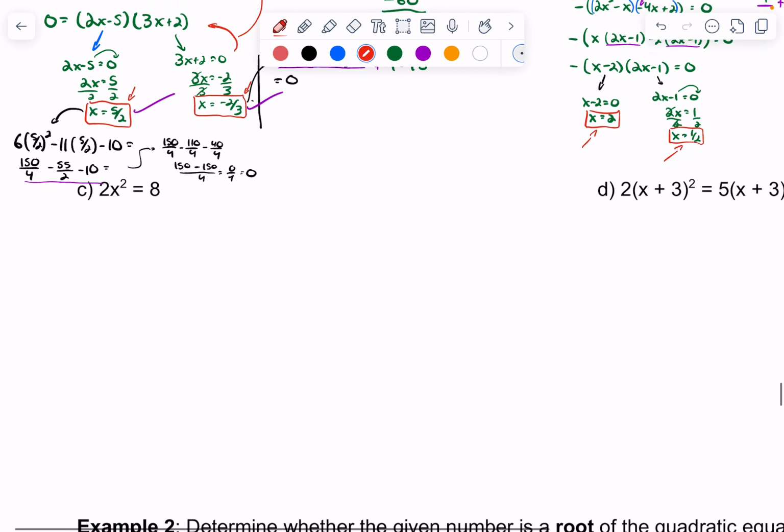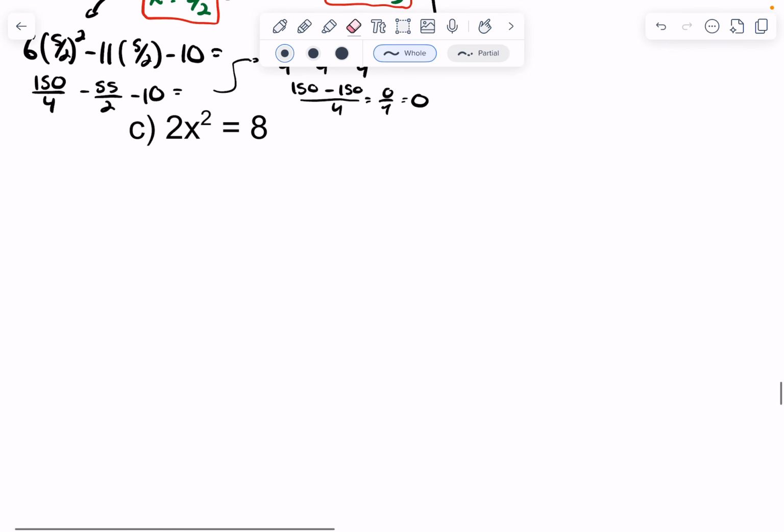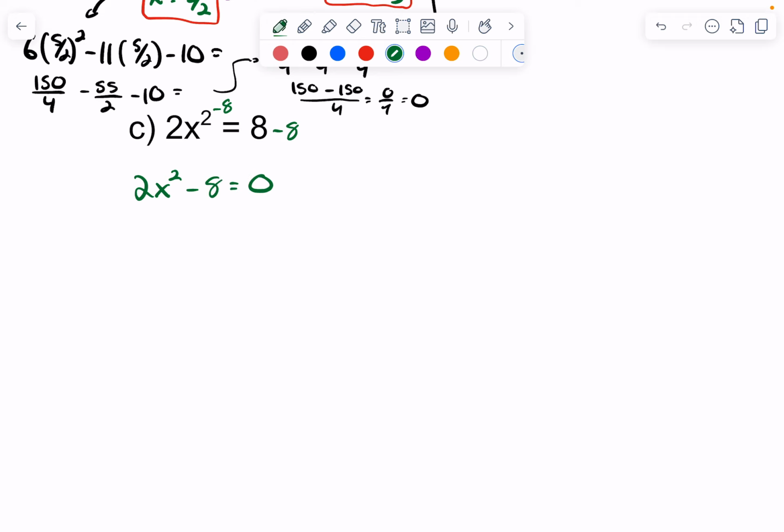Okay, let's keep going. 2x squared equals 8. All right, same step as before. We need to get rid of this 8 right here and make it 0. So take away 8 from both sides. And in doing that, you'll get 2x squared minus 8 equals 0.